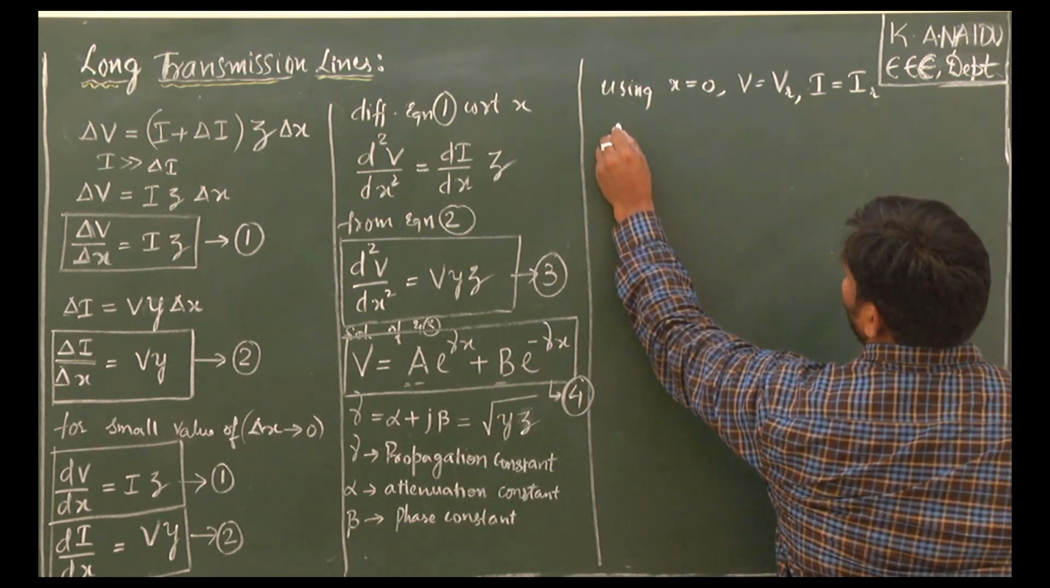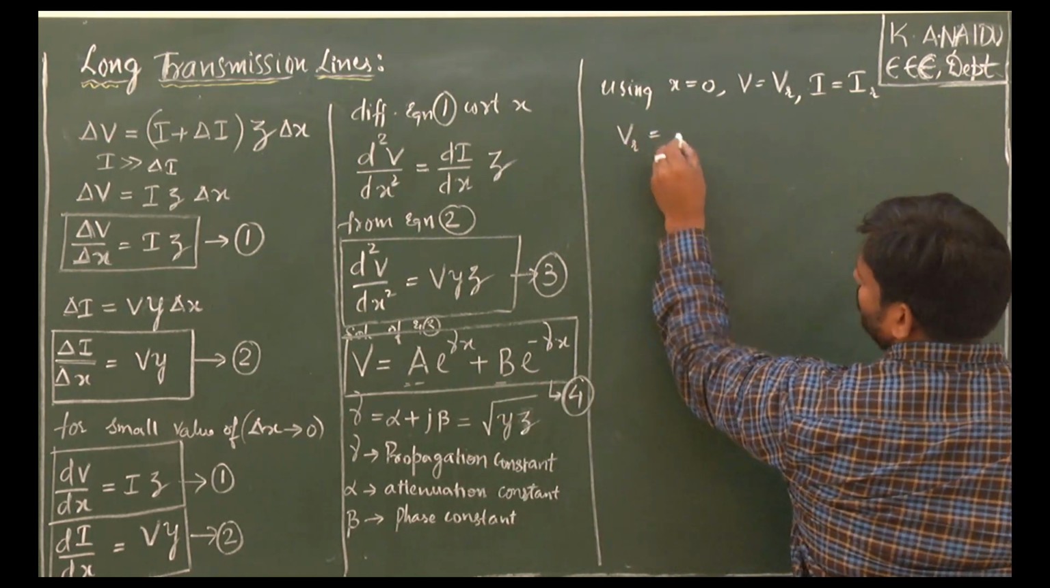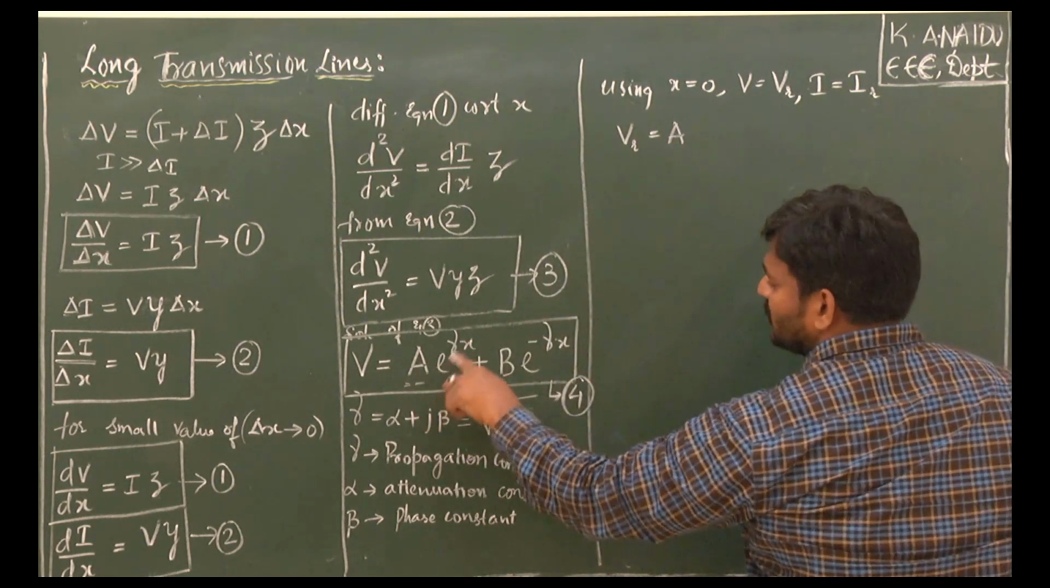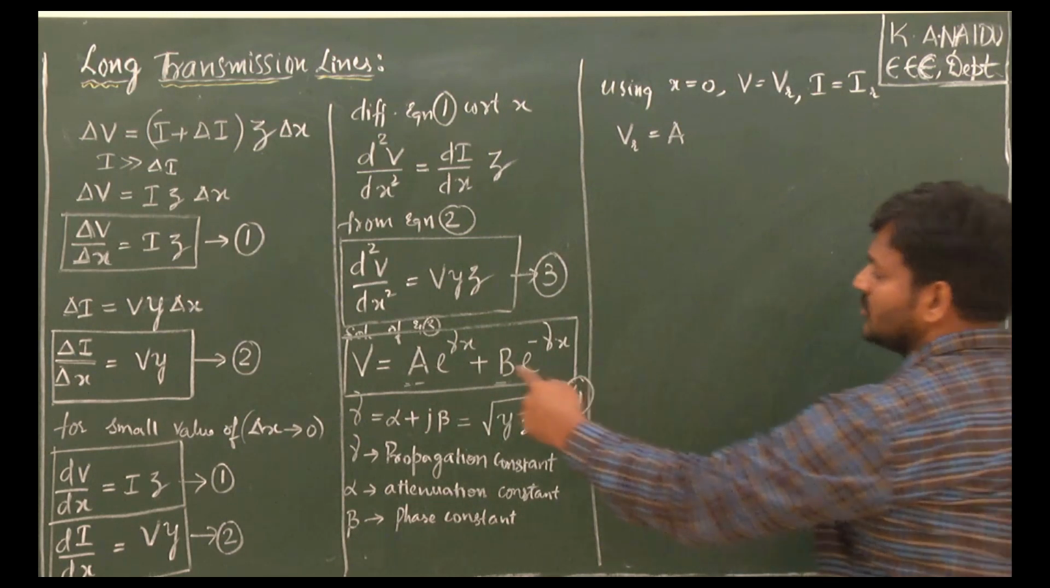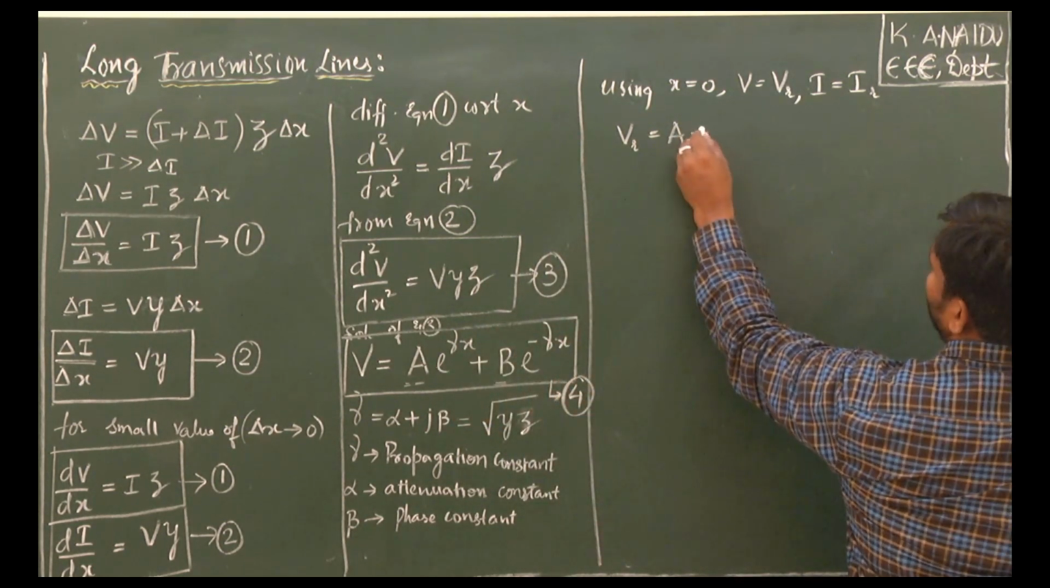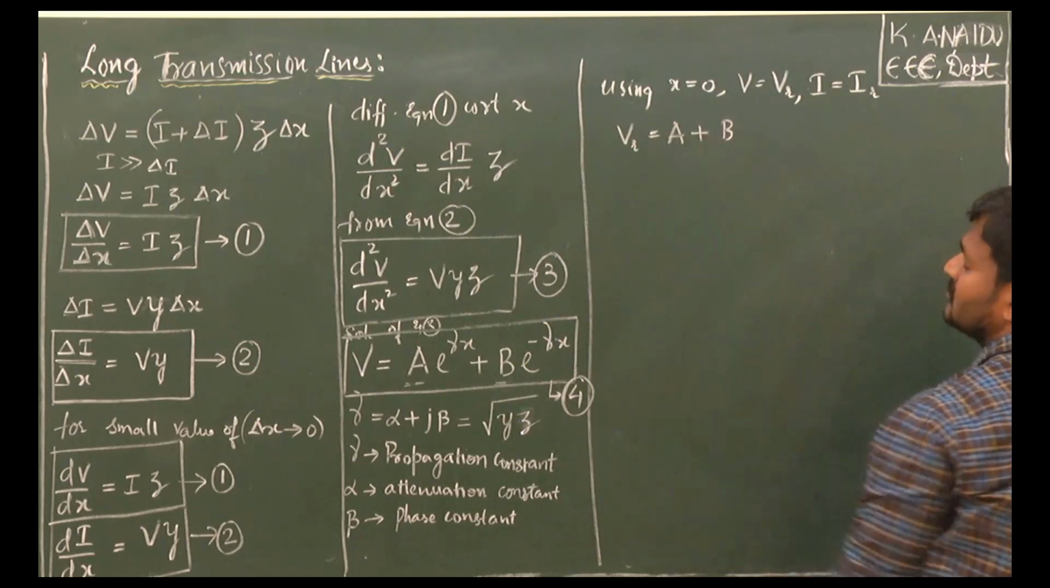So here, what is V? V_R is equal to A into e power 0. What is e power 0? A into e power 0, e power 0 is 1. So A into 1 is A, plus B into e power 0, that is A plus B.